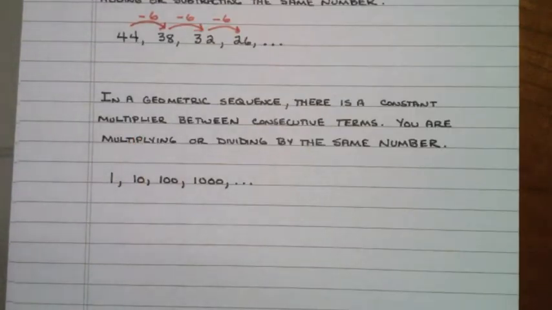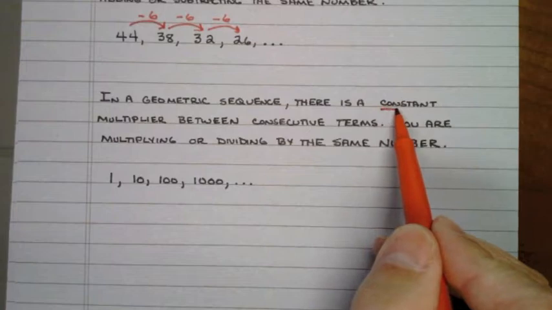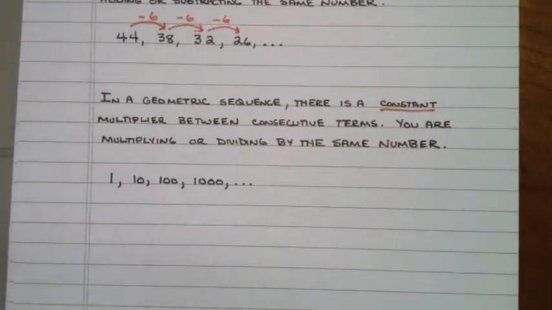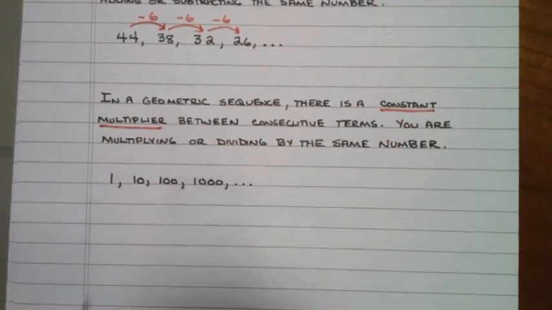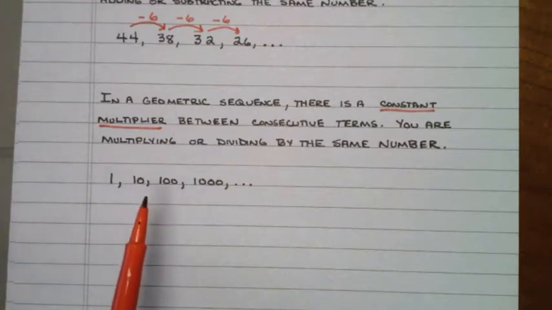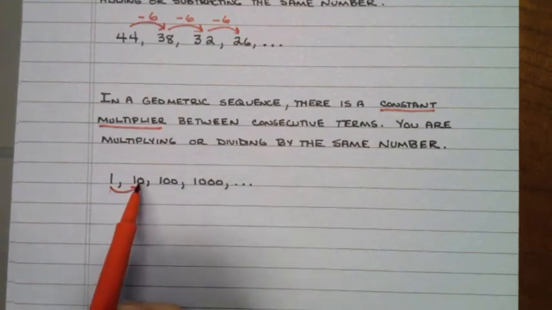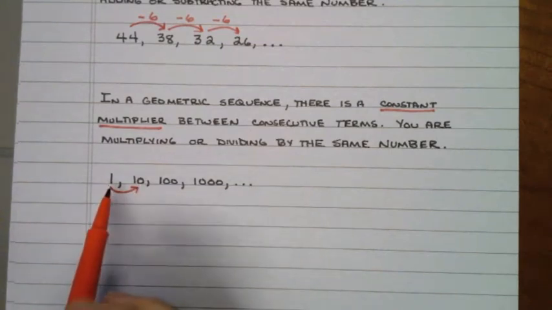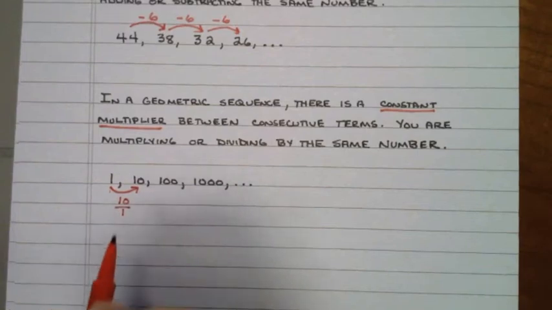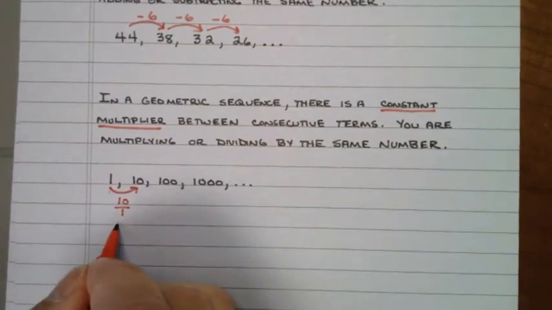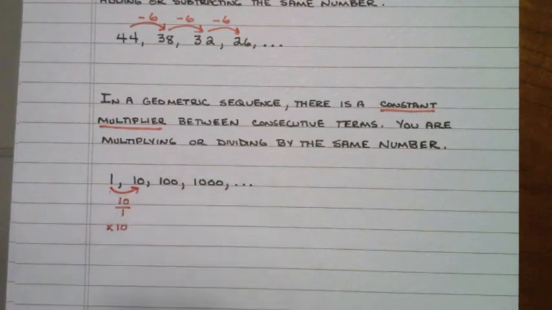In a geometric sequence, again, it has to be constant, the number, and you need to find the multiplier between each consecutive term. That means you're going to be multiplying or dividing by the exact same number. So we're going to find out whether or not this is a geometric sequence. To find whether or not it's a geometric sequence, I take this number and divide it by this one. This is going to be 10 divided by 1. 10 divided by 1 is 10. I'm multiplying this by 10.